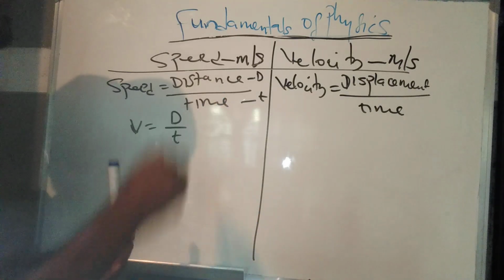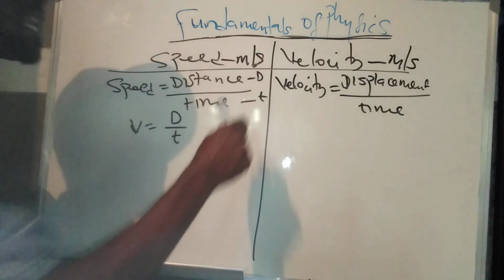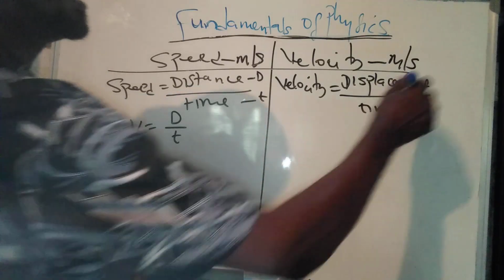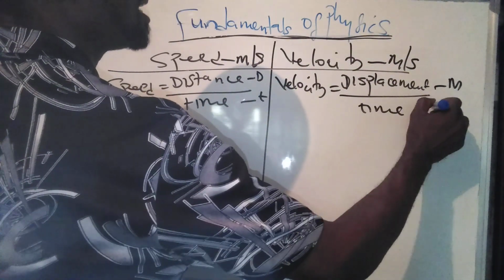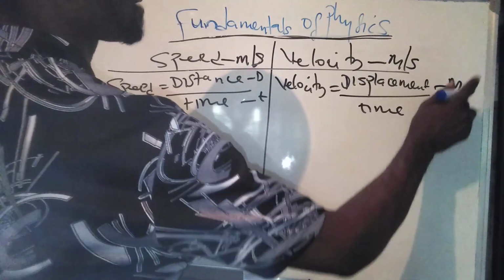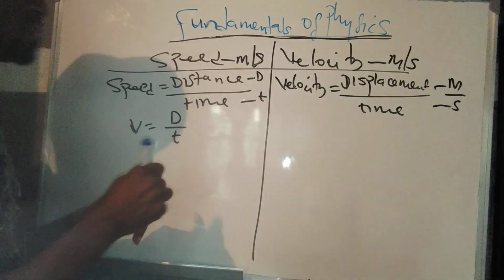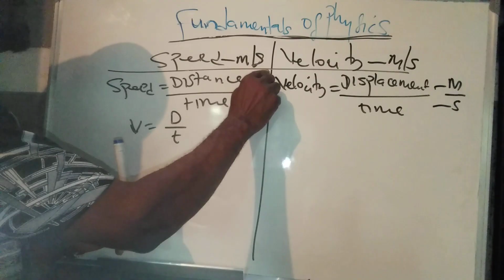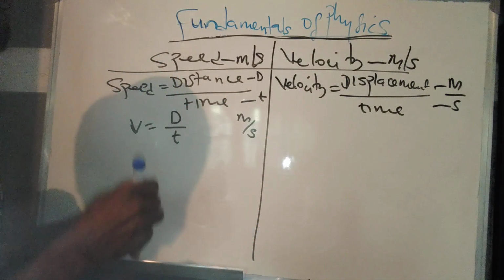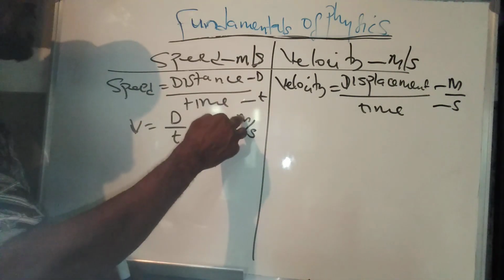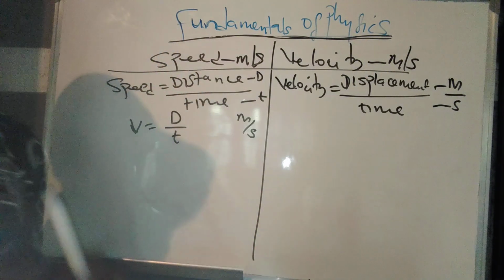You see, now this distance you are seeing is measured in meter. That means SI unit for distance is meter, SI unit for time is second. Now for displacement, SI unit also is in meter. For time, SI unit is in what? Second. That's why we say meter per second. The same thing happens to this one. Distance is in meter and time is in second. So that is why the speed also is what? Meter per second. Velocity is meter per second.